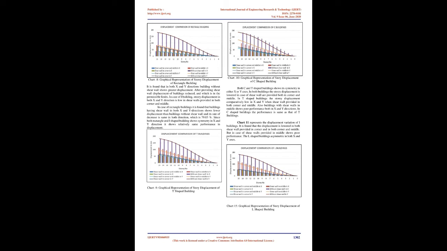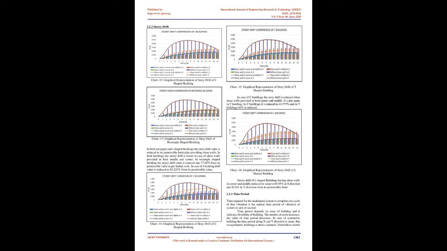Chart 10, graphical representation of storey displacement of C-shaped building. Both C and T-shaped buildings show symmetry in either X or Y axis. In both buildings the storey displacement is lowered in case of shear walls provided both in corner and middle. In T-shaped buildings the storey displacement is comparatively low in X and Y when shear wall is provided in both corner and middle. Also, buildings with shear walls in middle show poor performance both in X and Y directions. In C-shaped buildings the performance is same as that of T buildings.